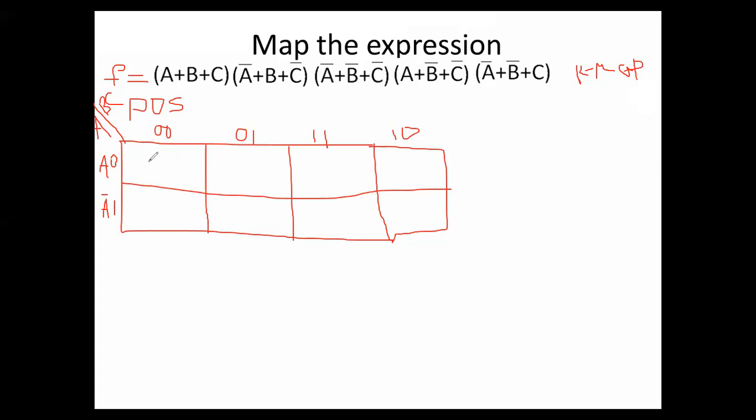In this first cell, A is 0, that's why A plus. B is 0, C is 0, that's why uncomplemented form. So A plus B plus C.